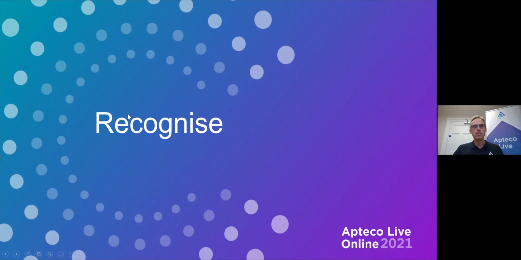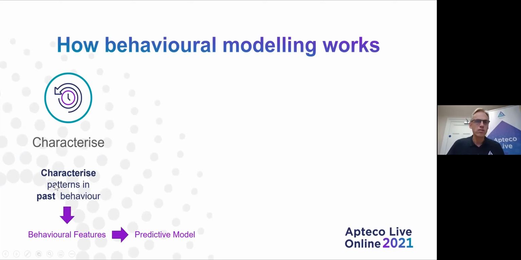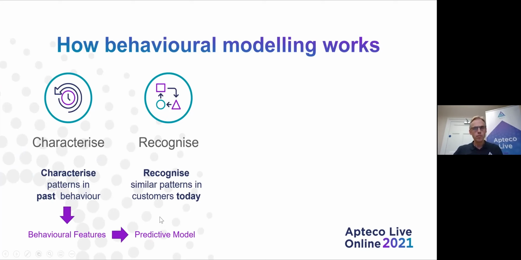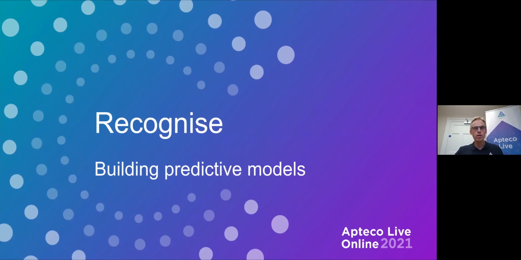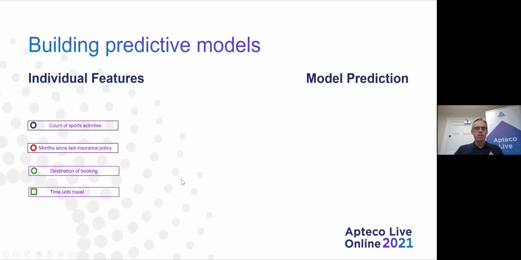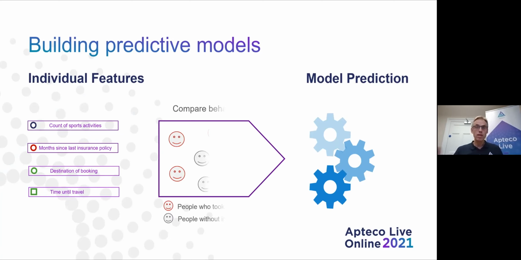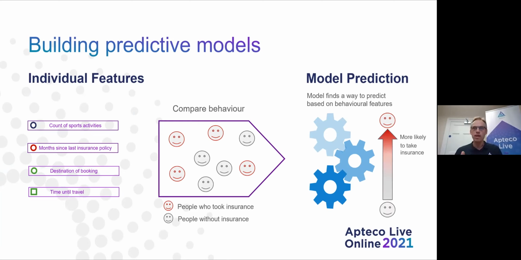So the next stage of the process, having characterized those individual behavioral features, we're now going to combine those into a predictive model, which will enable us to recognize similar patterns in customers today. We're first going to build some alternative models and then evaluate which of those models is most effective. So the individual features that we have just identified, they're going to be fed into a model building process. This will again compare the behavior of our two groups of people, and the model will essentially find a way to rank individuals in terms of how likely they are to take insurance.